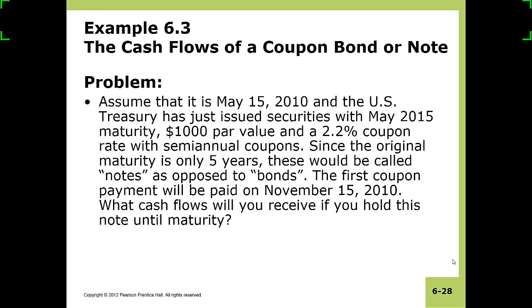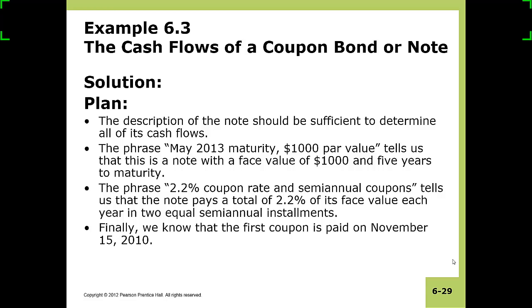All right, so if you draw your timeline, you are going to get 2.2% of the $1,000 every year. Well, you get half of it every 6 months. You can read all this. The phrase 2.2% coupon rate, semi-annual coupons, tells us that the note pays a total of 2.2% of its face value each year in 2 equal semi-annual installments. First one's paid November 15, 2010.